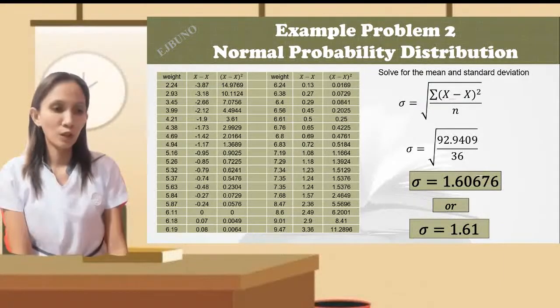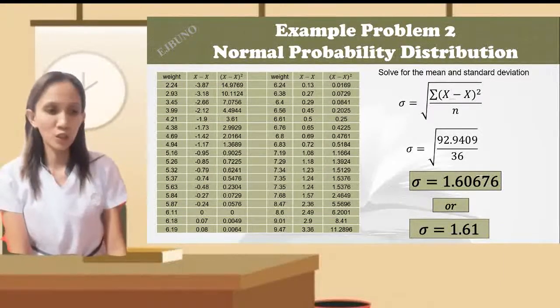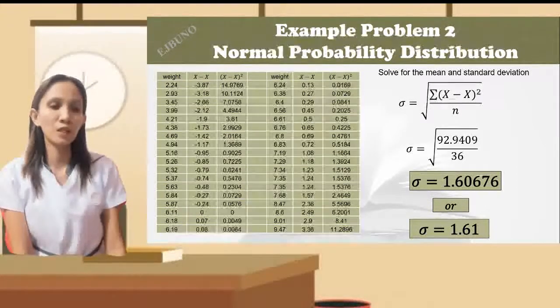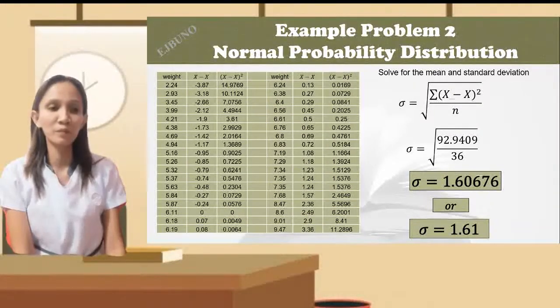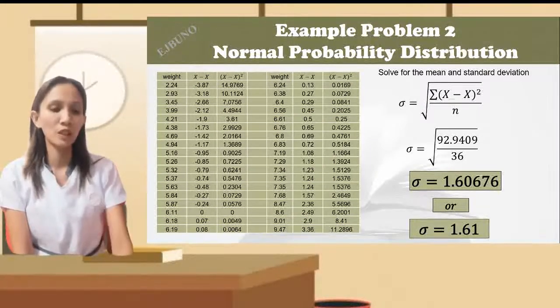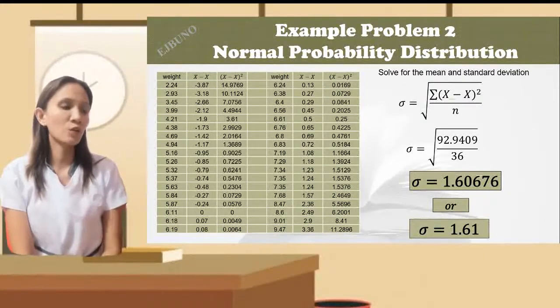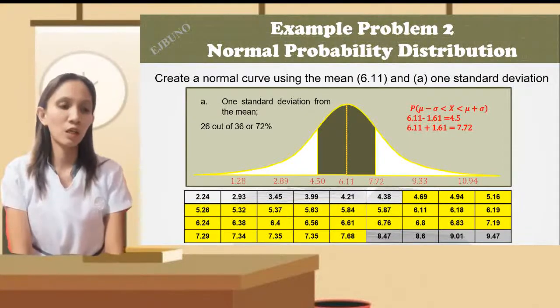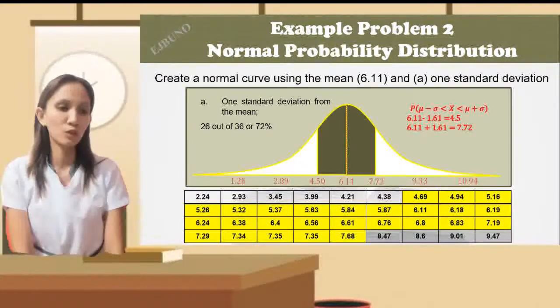So now our summation is 92.9409. To get the value of the standard deviation, we take the square root of 92.9409 over 36. So our standard deviation is 1.60676, or 1.61. And now we create a normal curve using the mean 6.11 and the one standard deviation that we need to find. So the formula that we will use is here.